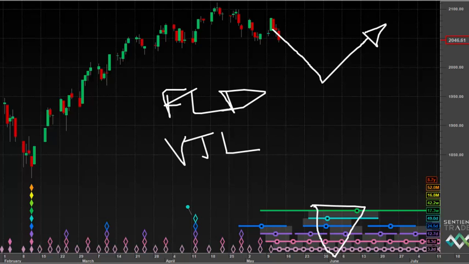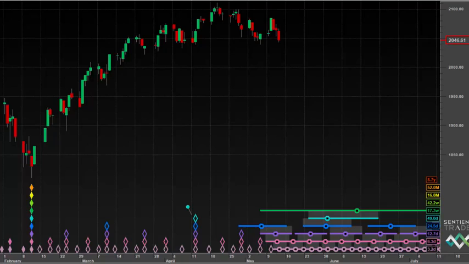So, how would we know when the 20-week cycle trough is formed in the market? The correct answer to that question is that there are two ways of knowing. We can use a VTL or an FLD. Now, there isn't always a VTL available, so we'll come back to the VTL in a moment. Let's speak first of all about the FLD.